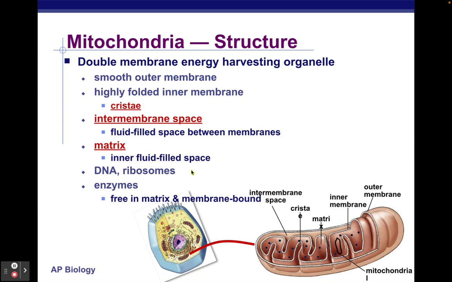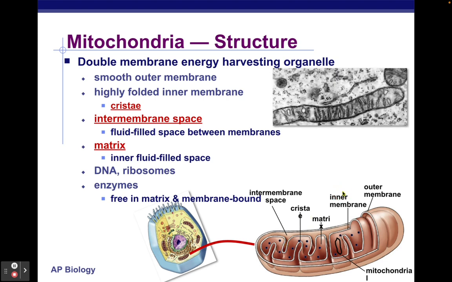So the mitochondria structure: it's got a double membrane and it's an energy harvesting organelle. It's got a smooth outer membrane and a highly folded inner membrane. If you take a look here, we call those cristae. There's also an intermembrane space, so here's our between membranes. And then there's a matrix, which is in here, and that's filled with fluid. It's got DNA, it's got ribosomes, it's got enzymes. All right, so there's our structure of the membrane, and that's what it actually looks like under an electron microscope.